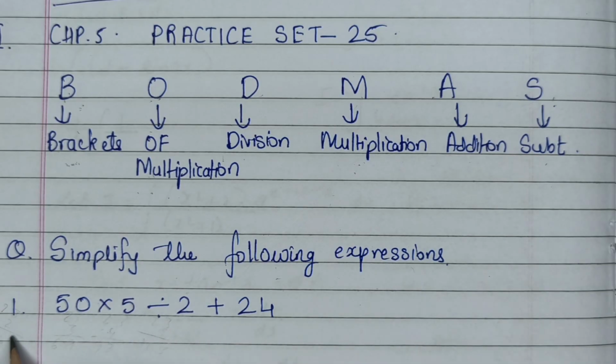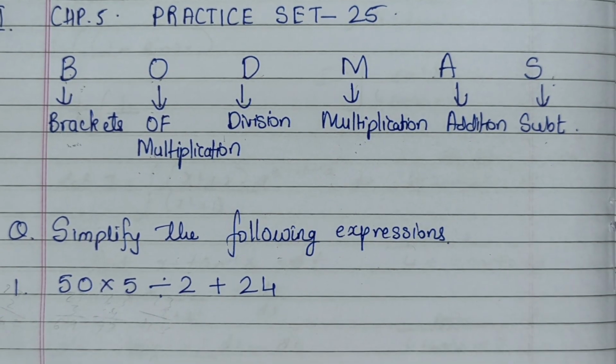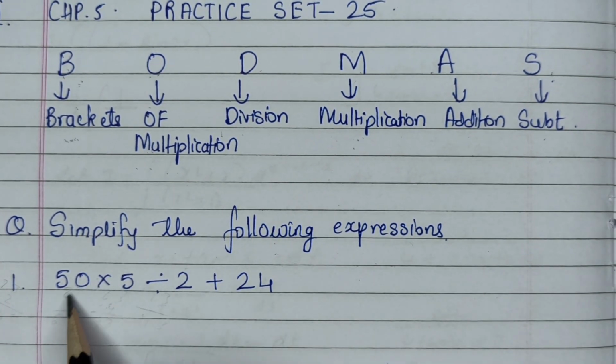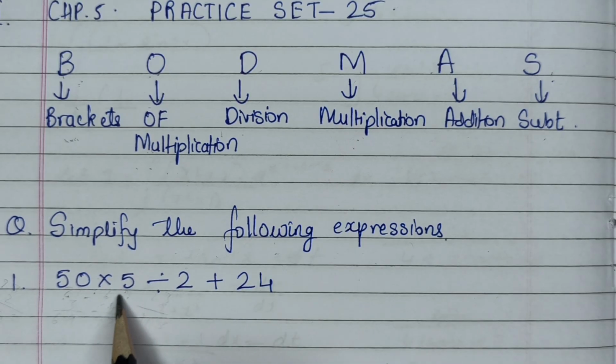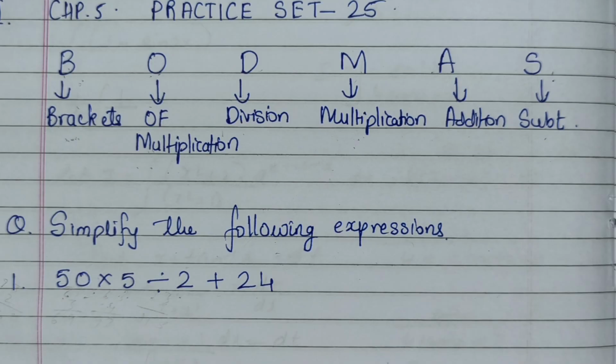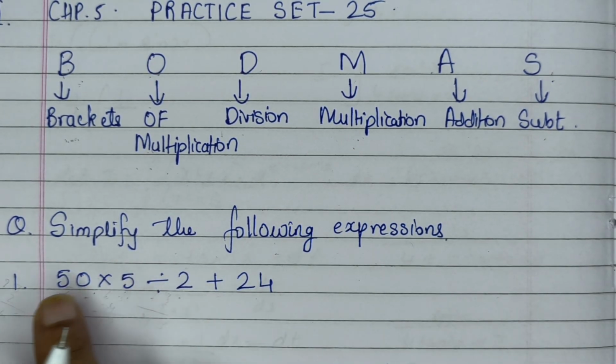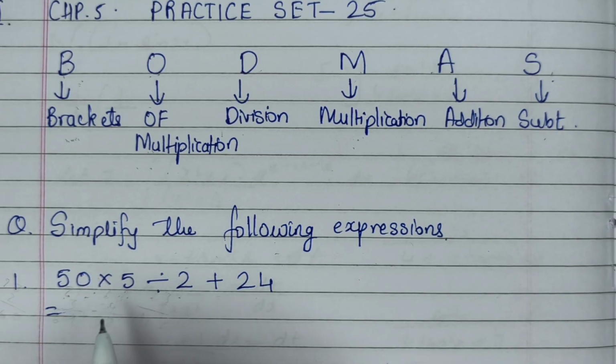Understood? Now see the first one: 50 multiplied by 5 divided by 2 plus 24. Okay, now see here, what will we do first? 50 multiplied by 5, we will multiply first, and then we will keep the rest of the thing as it is. Now there is no bracket. Otherwise, I told you, first we have to simplify the brackets, but there is no bracket here. So what we will do is multiply this first. 5 5s are 25 and there is a 0 here, right?